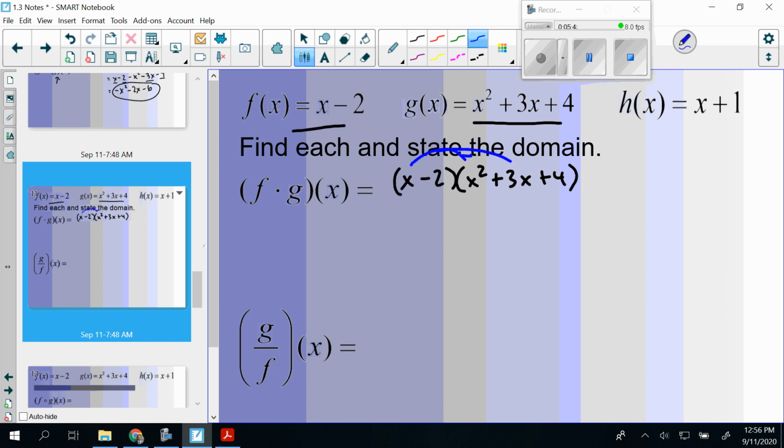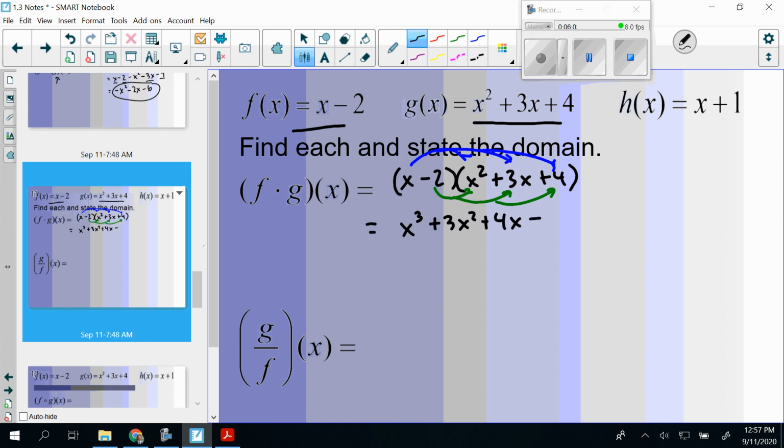x is going to have to get multiplied to each of these. After we're done with that, then we got to distribute that negative 2 to each of these. So we should end up with 6 total terms after doing all that. So x times x squared is x cubed plus 3x squared. All these are going up by x.